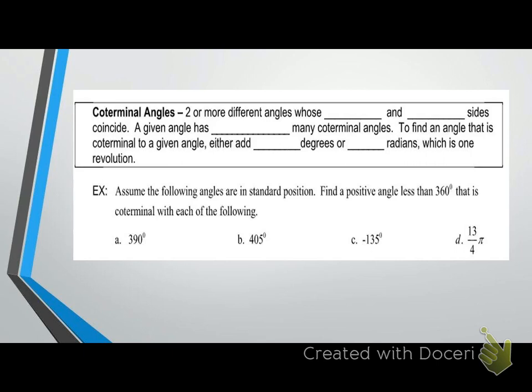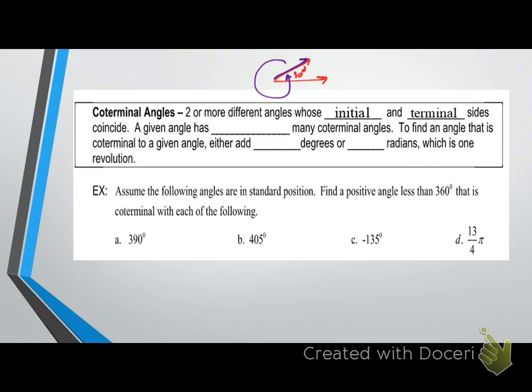To move on, the idea of coterminal angles. Coterminal angles are two or more different angles whose initial and terminal sides coincide, right? So in other words, I've got an angle that has an initial side here and maybe a terminal side here. And a coterminal angle, I'll draw it this way. So maybe this is 30 degrees. A coterminal angle would be as if I went around the circle again and ended up here, where the terminal side is the same, right?